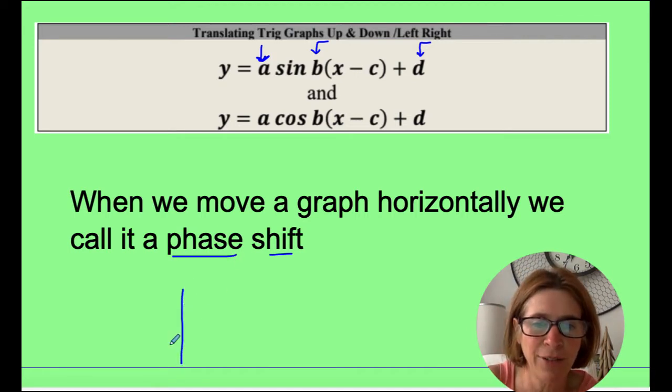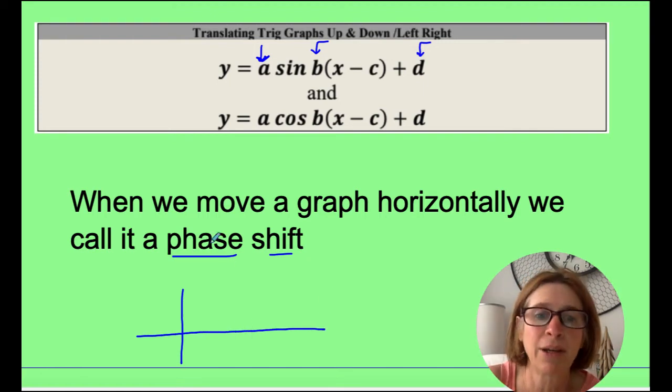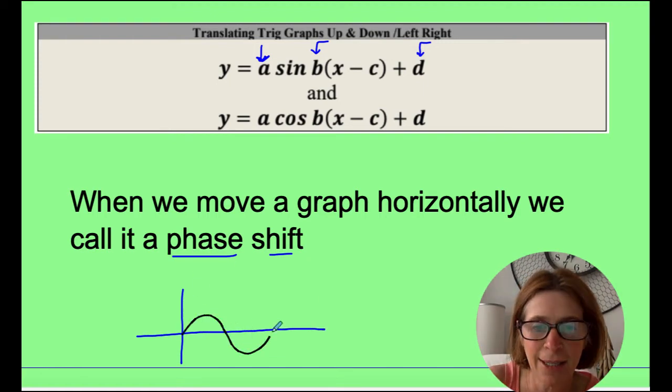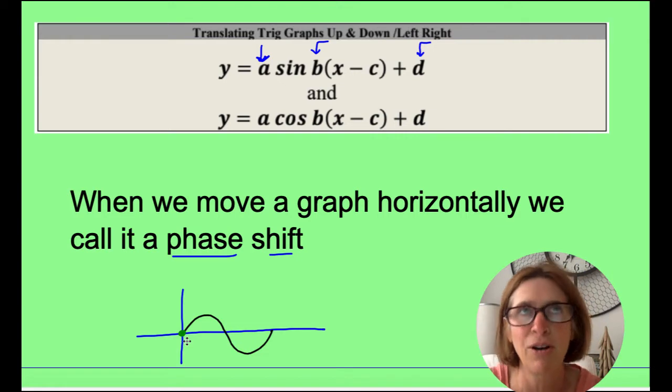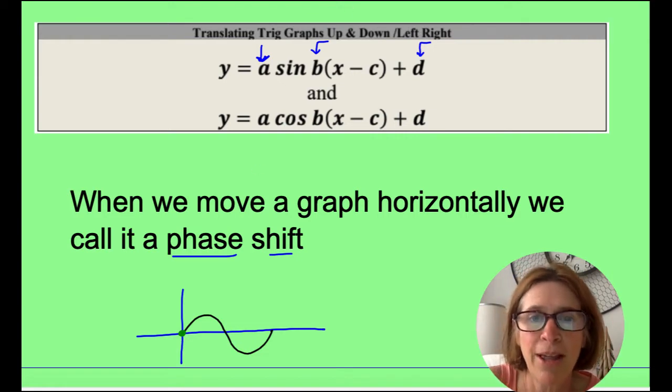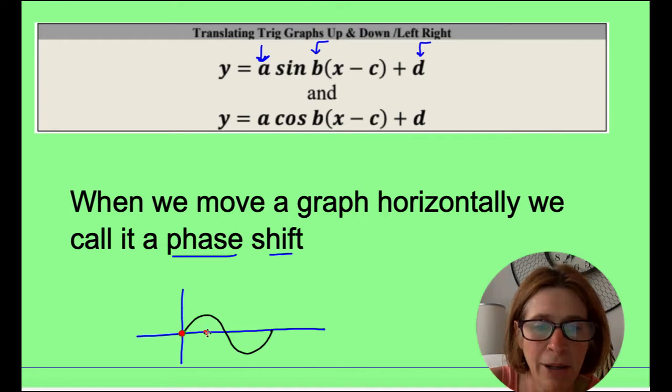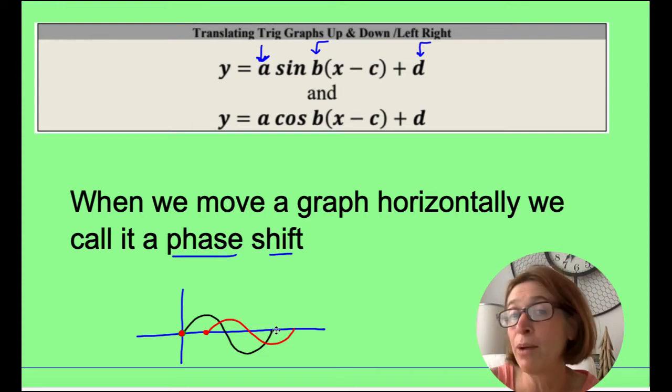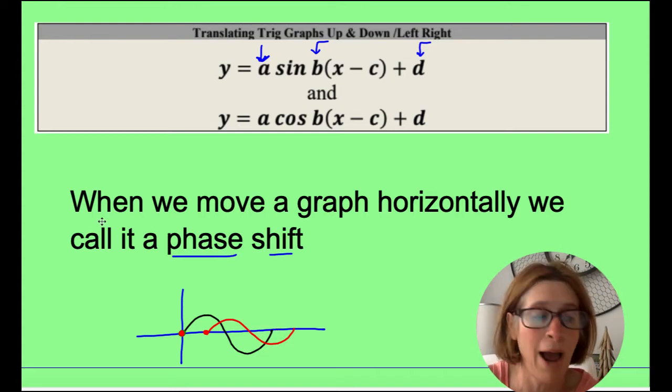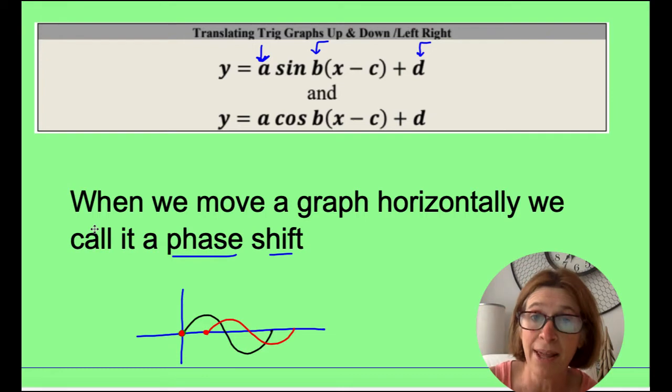So if I took a graph, let's just say, and I gave you a regular graph like sine, and it looks like this. This is its usual position. It starts at 0, 0. I could move that usual starting point to right here. So now it looks like that. That's a phase shift, so moving it left or right. And we've done this before with all of our other graphs because it's consistent with the translations we've done with other functions.